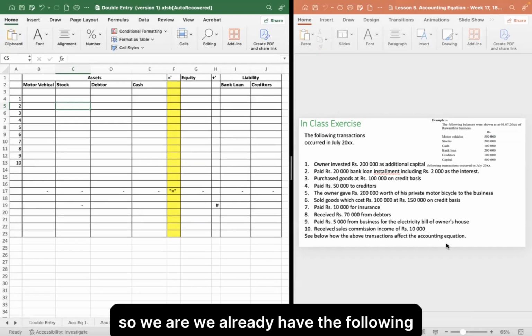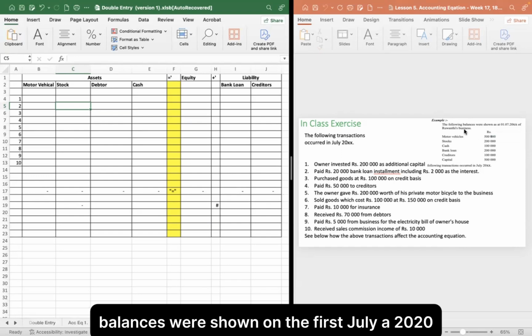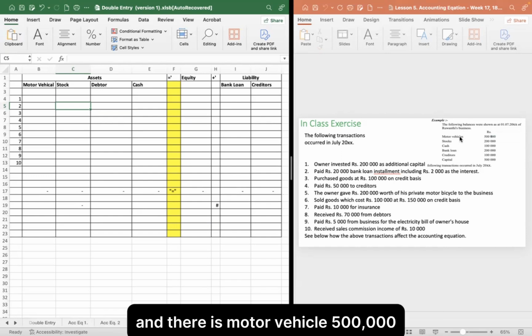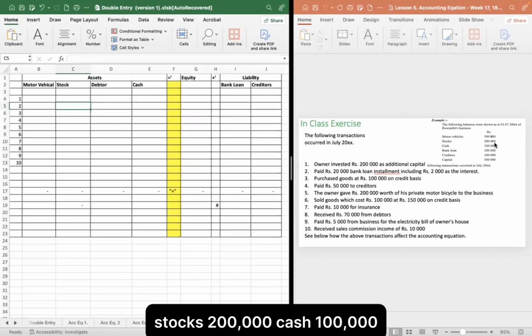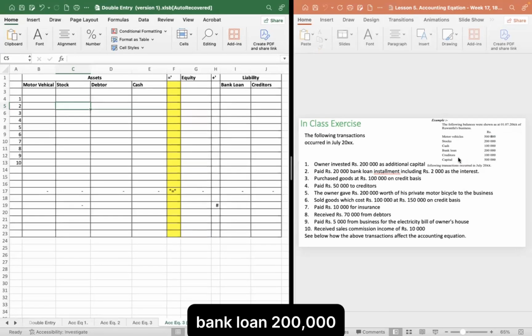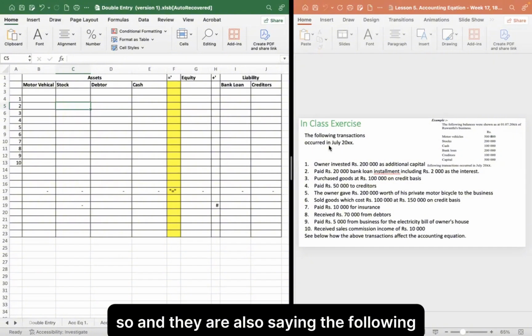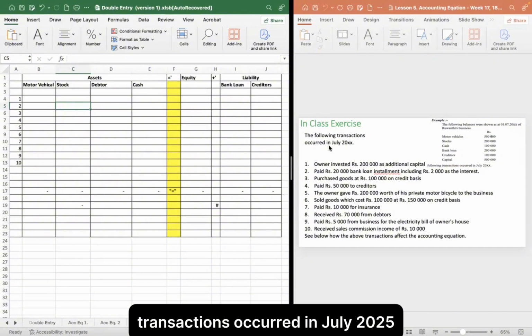Okay, so the following balances were shown on the 1st July 2025 of Ruanti's business: motor vehicle 500,000, stocks 200,000, cash 100,000, bank loan 200,000, creditors 100,000, and capital 500,000. Those are the starting balances. They are also saying the following transactions occurred in July 2025.